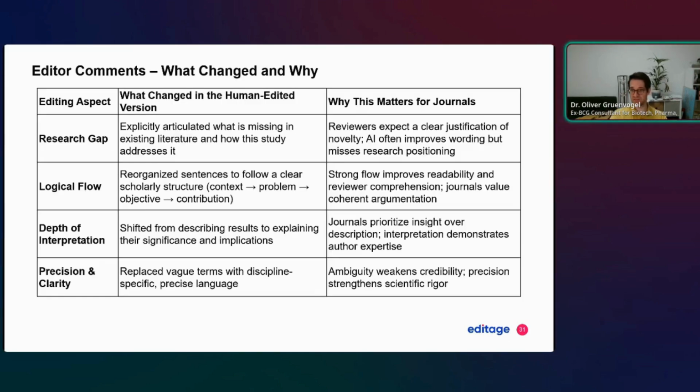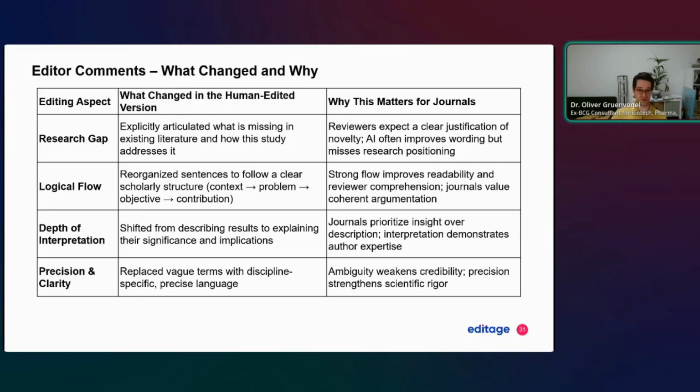Again here, what changed in the human edited version? The research gap was much more explicitly articulated. The logical flow is much better. It's a very clear structure, typical in academic writing: context, problem, objective, contribution. The depth of interpretation, of course, is much higher, shifted from describing results to explaining why these are actually relevant and important. And again, precision and clarity, this is super important. It replaced the vague terms, which get even more vague with AI tools, with discipline-specific, very precise language.